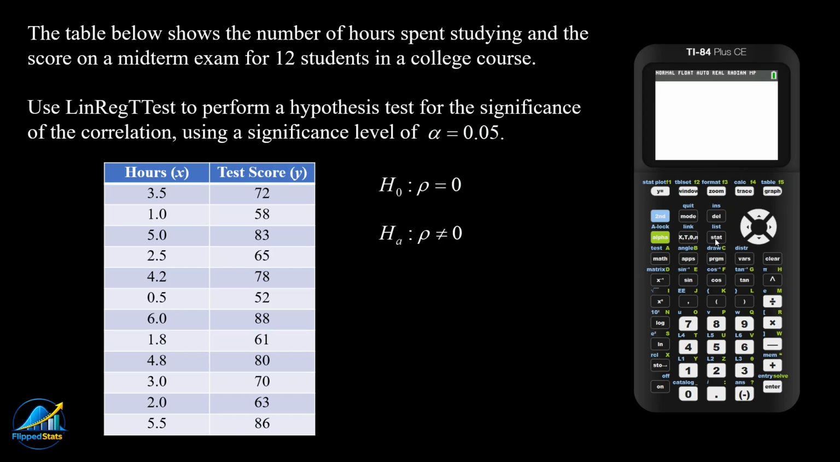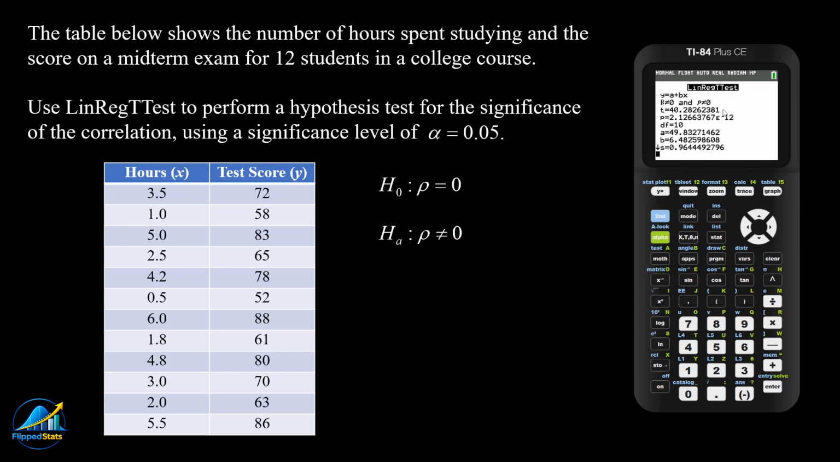So to get that done, we hit Stat, and then Edit. And I've actually entered the data already just to save some time. So to do this hypothesis test, we hit Stat, we go over to Tests, and we're going to arrow down to LinRegTTest. So we hit Enter on that and make sure that we have rho not equal to 0 highlighted here as our alternative hypothesis. So we're doing a two-tailed test, and we select Calculate, hit Enter, and a bunch of stuff pops out here.